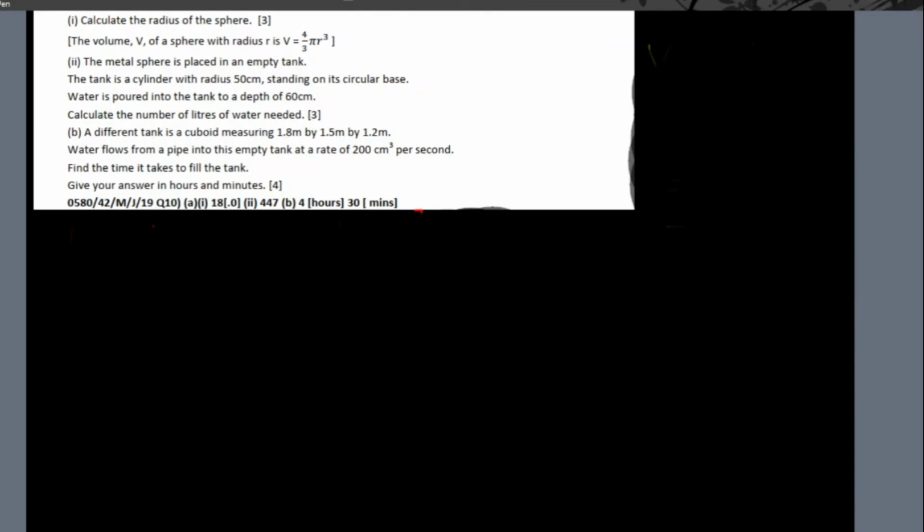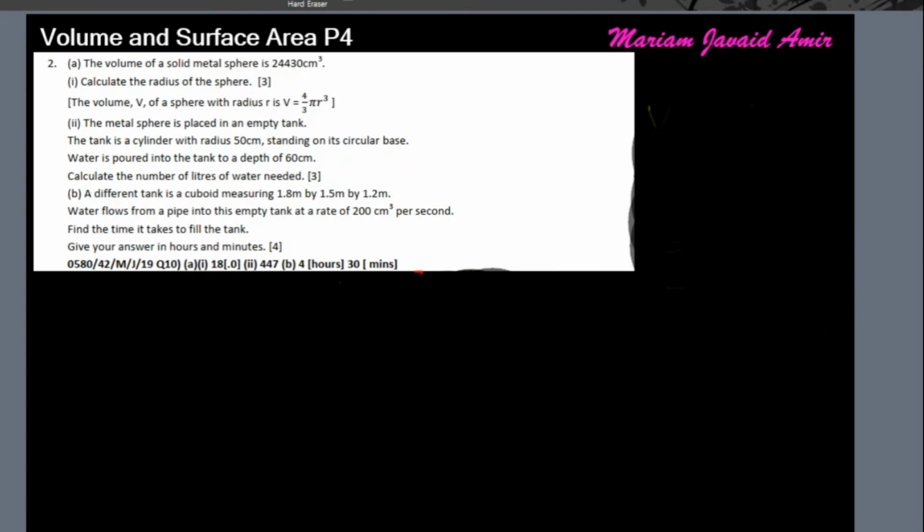Okay, part B. A different tank is a cuboid measuring 1.8 by 1.5 by 1.2. So we have a tank of these dimensions, alright, and the dimensions are, let's say, 1.8, 1.5 and 1.2 meters. So these are in meters, and notice there's a unit conflict in the question.